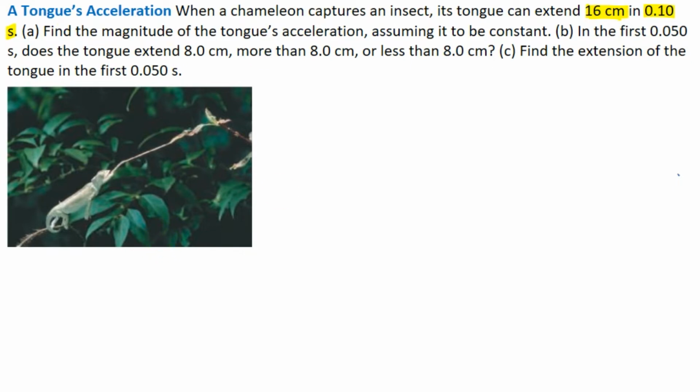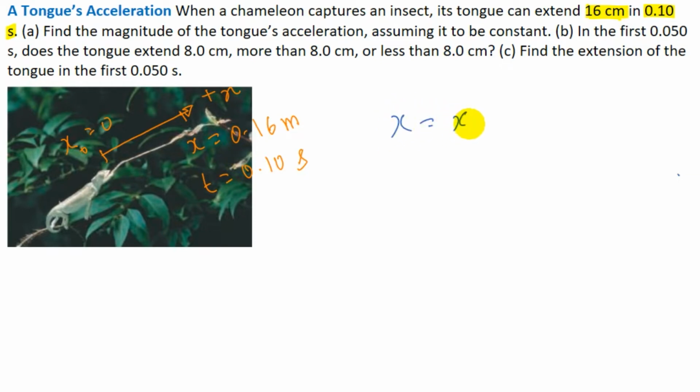Now let me first show the coordinate system. So this is our positive x direction. And here this is x0, which is equal to 0, and here it is x, where this value is 16 centimeter, or we can write 0.16 meter, and the time to reach this distance is given to be 0.10 seconds. Now to find the acceleration, we can use this equation which we derived earlier.